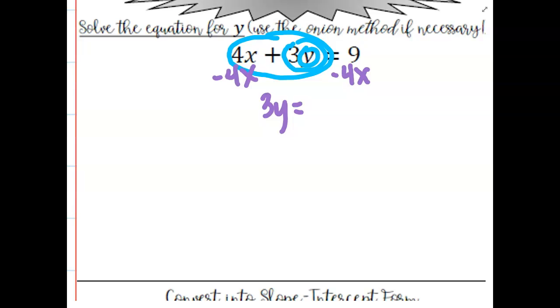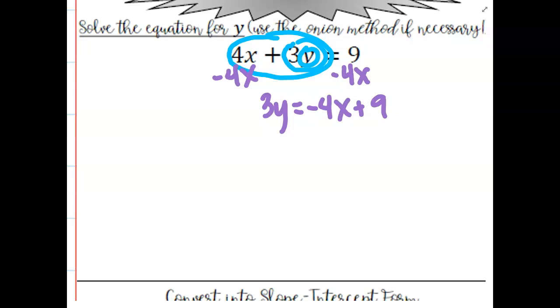Okay? Now, you guys see how the x is a negative 4x? That negative needs to stay in front of the 4. Okay? The 9, if you kind of cover up that minus 4x, that 9 is positive, so it's going to be a plus 9. Okay, ready so far?